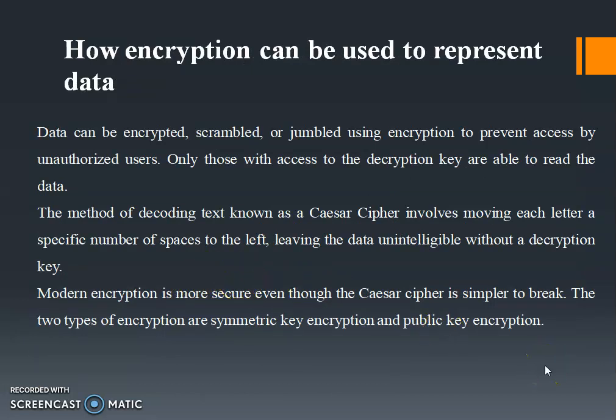How encryption can be used to represent data. Data can be encrypted, scrambled, or jumbled using encryption to prevent access by unauthorized users. Only those with access to the decryption key are able to read the data. The method of encoding text known as a Caesar cipher involves moving each letter a specific number of places to the left, leaving the data unintelligible without a decryption key.